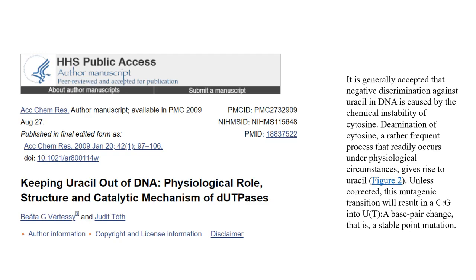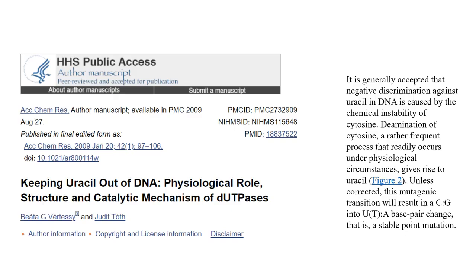So these issues, of course, come from the medical literature, the chemical literature, I should say. I'm not making this stuff up, and here's a paper for your reference. Let us look at this quote: it is generally accepted that negative discrimination against uracil in DNA is caused by the chemical instability of cytosine. Deamination of cytosine, a rather frequent process that readily occurs under physiological circumstances, gives rise to uracil. That's what we've already seen and talked about.